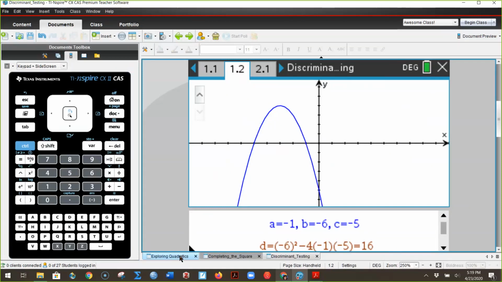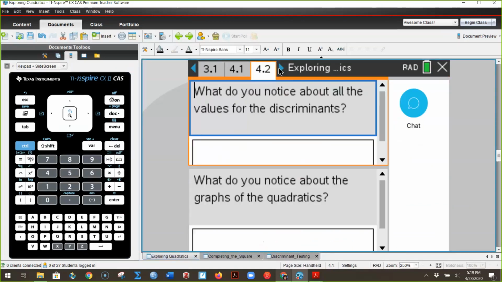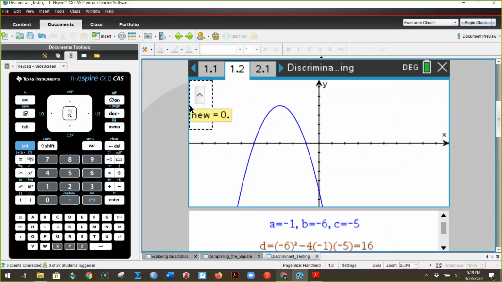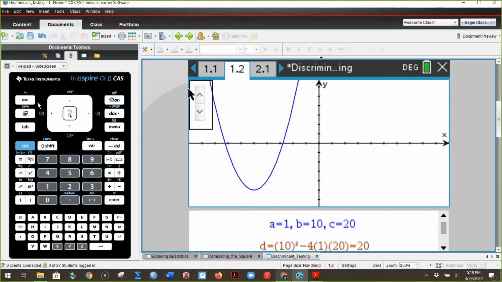I'm going to ask you to think about this as I give you your examples. I want you to notice something about the values of the discriminants, and then maybe think about the graphs of the quadratics as well. So I'm giving you two ideas to think about as I change these. I have this file and I'm just going to press the slider, and what do you notice about the discriminant? If I'm in my classroom, I would be making a chart and I would say I have an A is 1, a B is 10, a C is 20. The discriminant happens to be 20.